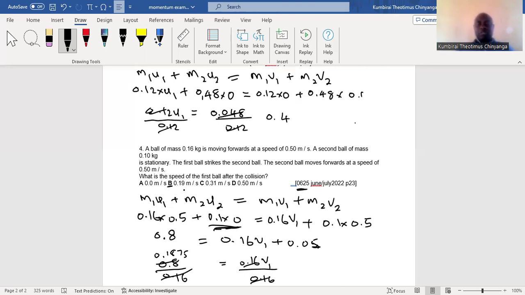I've sent through the practice worksheet for your homework. You go through it and send me an email where you have got challenges so that we deal with those problems.